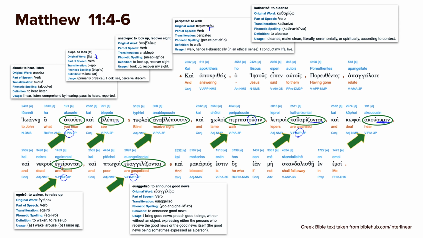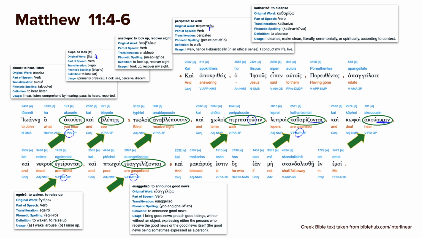And then are raised is similar to katharisantai. It's egeirantai, from egeiro, to raise up. All right, and then we have euangelisantai, which is from euangelizo. We take off this omega and we add antai for our third person plural passive endings.